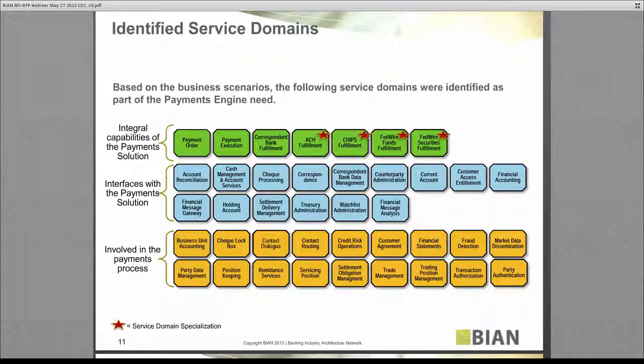We also identified which service domains needed to be involved in the overall handling of a payment. These capabilities interact with the service domains that interface with the payment solution. Therefore, from a technology perspective, the system really doesn't need to be aware because it's going to interact with something else that's already talking to it. But in order to provide the holistic picture of what we're doing from an initiative perspective and then to round out the RFI/RFP with any questions that we may have, it's important to highlight all of these things.